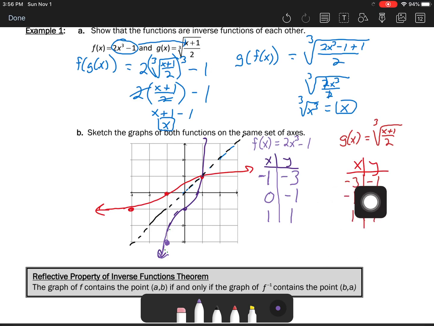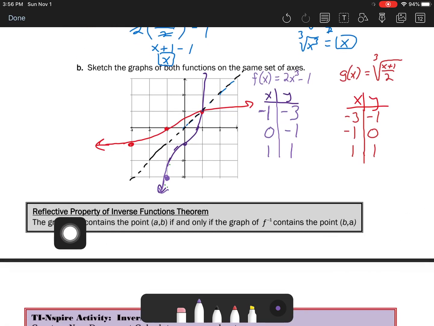And for sketching its inverse, because they are inverses, I can just switch these ordered pairs around. So I can flip this one, flip this one, flip this one, and I'm going to get a graph that looks something like this. An important thing I want to point out is that when you sketch a graph and its inverse, the ordered pairs are reflections over the line y equals x. So -1, -3 becomes -3, -1, and so on. 0, -1 becomes -1, 0.